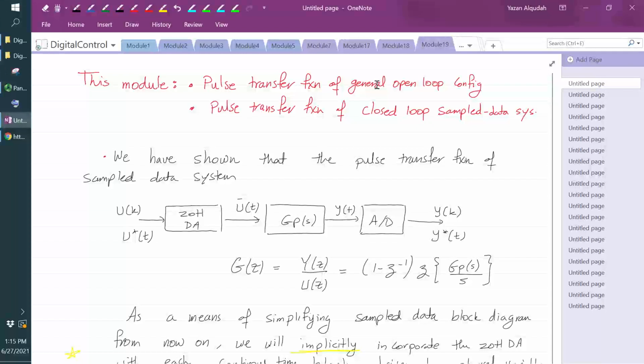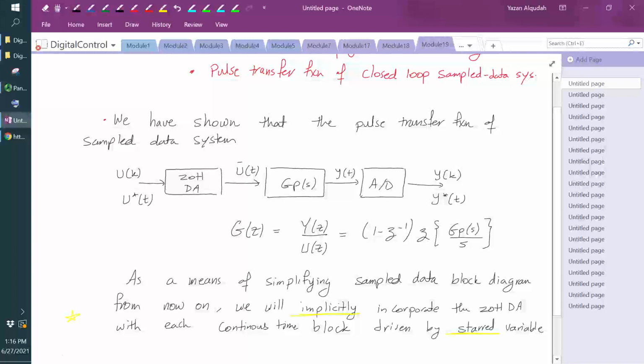Okay, so in the previous module, we looked at how to get the transfer function for a system that has a system delay. So we're going to continue today, starting with the open loop configuration, and then we're going to look at the closed loop configuration. Our objective is to get the transfer function. Since this is a sampled data system, we are trying to get the transfer function as a function of z in the z domain.